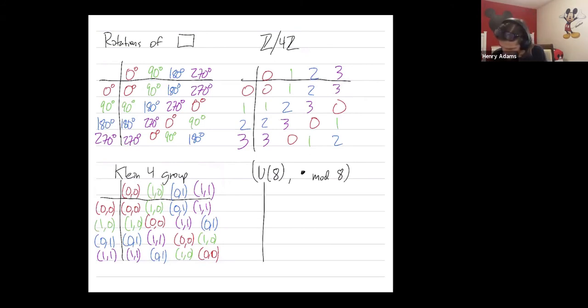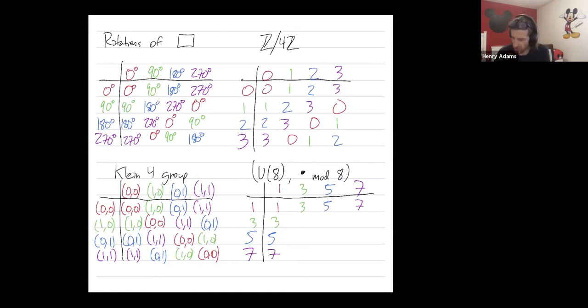So what are the numbers from 1 up to 8 that are relatively prime to 8? Well, 1 has no common divisors with 8. 3 also has no common divisors with 8. 5 has no common divisors with 8. And 7 has no common divisors with 8. The operation is multiplication. So when I multiply 1 by 1, I just get 1. 1 times 3 is 3. 1 times 5 is 5. And 1 times 7 is 7.